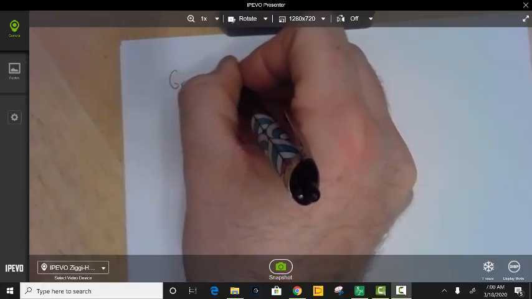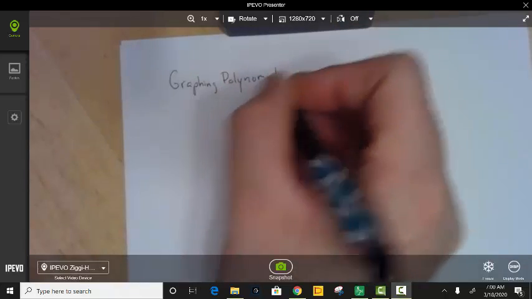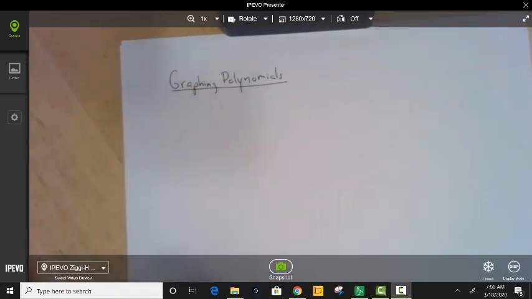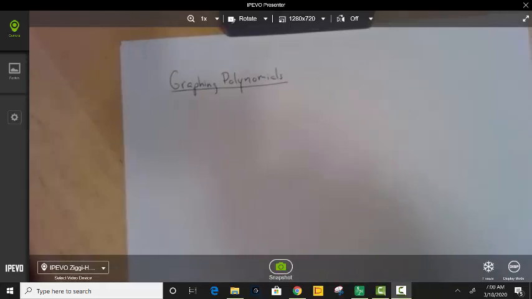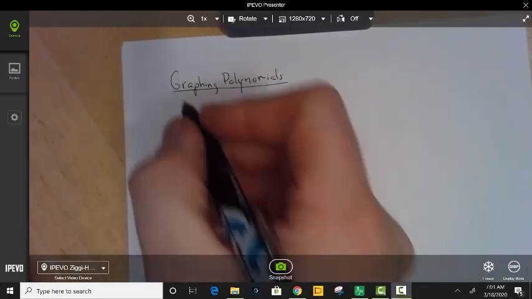Okay, guys, with all the kind of chaos that's been going on, we're going to switch from our guided notes in class that we usually do and just switch over to doing notes longhand. So the last section that we were working on in class was graphing polynomials.